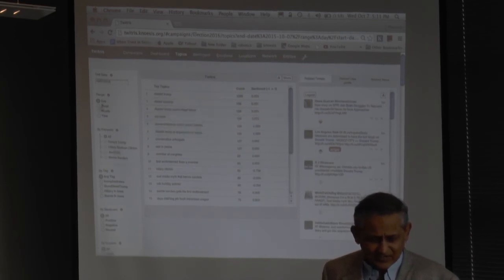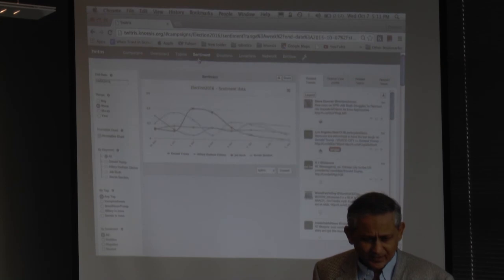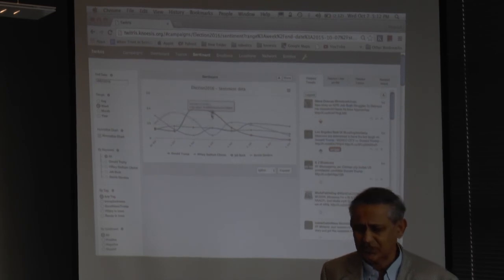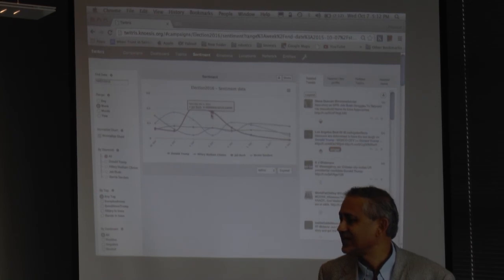And then you can study what's happened on any of these different tags. These are important hashtags that are being used. Let's look at, let's say, sentiment here. You can see sentiment for Trump, like that. And you can see a significant change in Jeb Bush's sentiment. And then you can try and figure out why. Now, I don't know of any tool that allows you to do that. But this is very powerful.